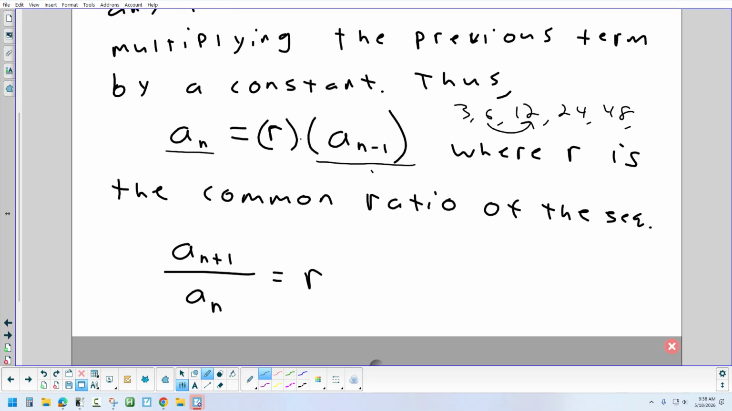And there's lots of ways you can write that. This is one way. I could also write it like this. Take a term, and whatever you put in the top, just do a -1 and put it in the bottom. That's the same thing. So take a term and divide by the one that comes before it. 12 divided by 6 is 2. 48 divided by 24 is 2. 24 divided by 12 is 2. So that's called the common ratio.